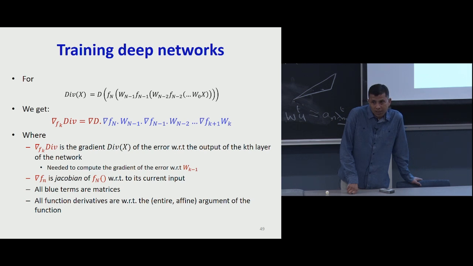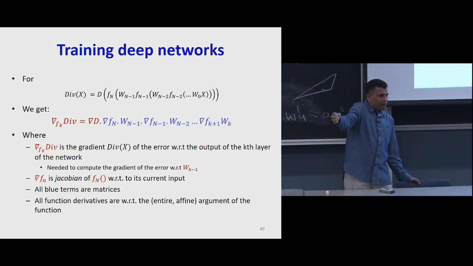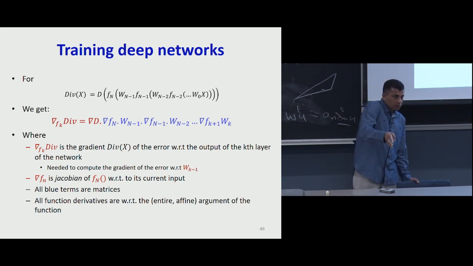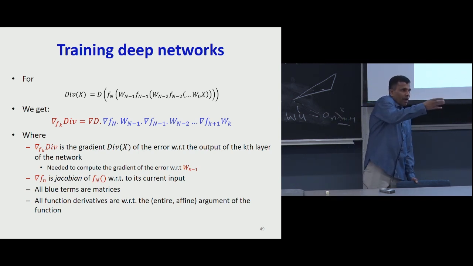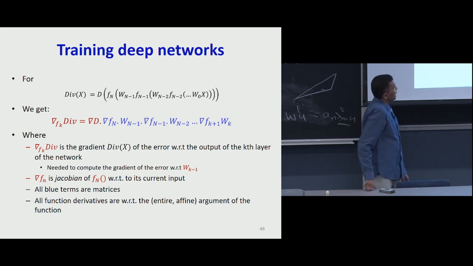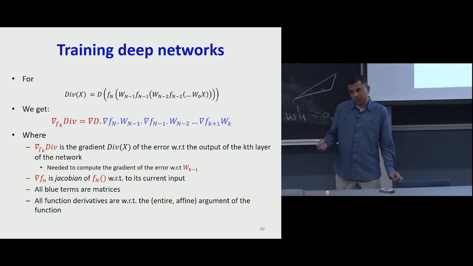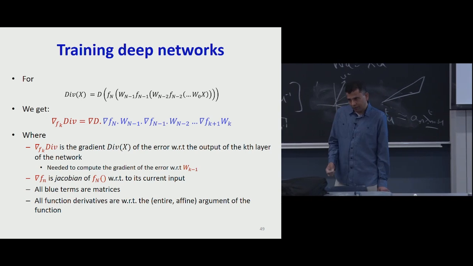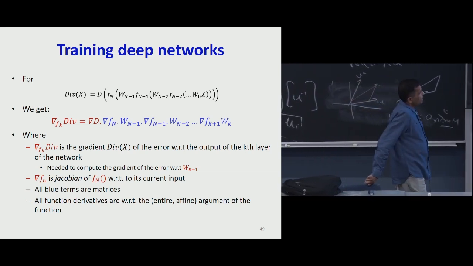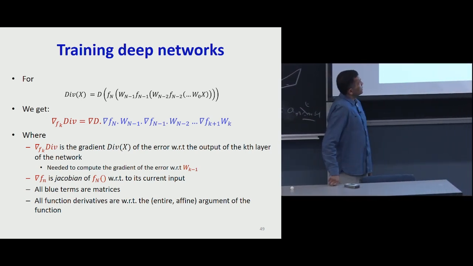Now when I'm performing back propagation, what am I doing? I'm starting at the outermost layer. I compute a divergence, and in order to compute the derivatives with respect to all of the weights, I have to compute the derivatives with respect to the outputs of every one of the intermediate layers, right? In other words, I need to be able to compute the derivative of the divergence with respect to each of the f's. And so let's look at the derivative of the divergence with respect to fk.